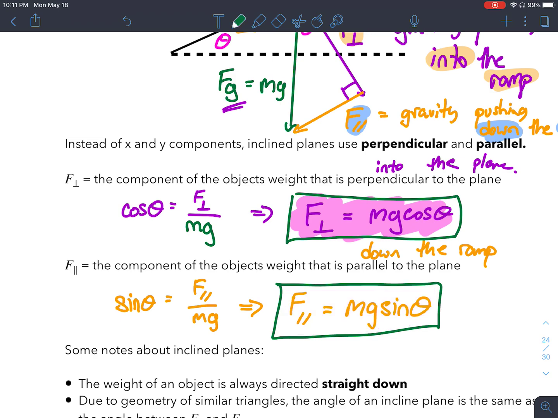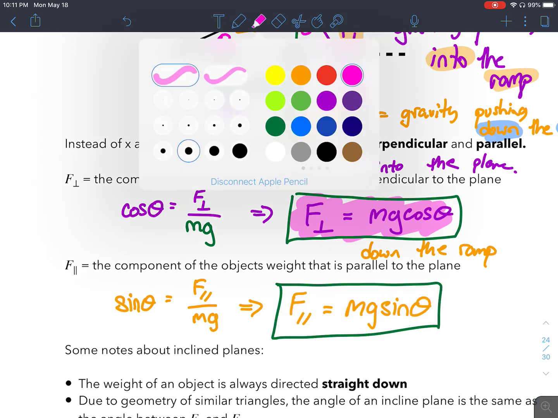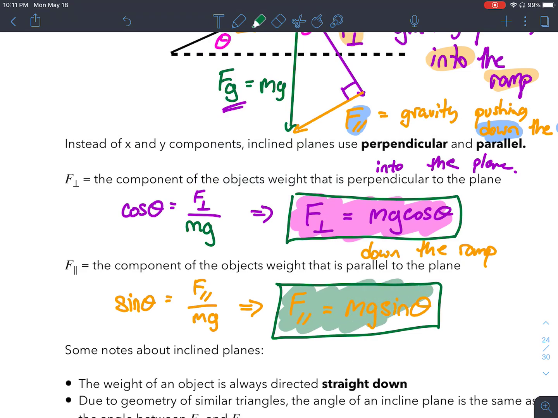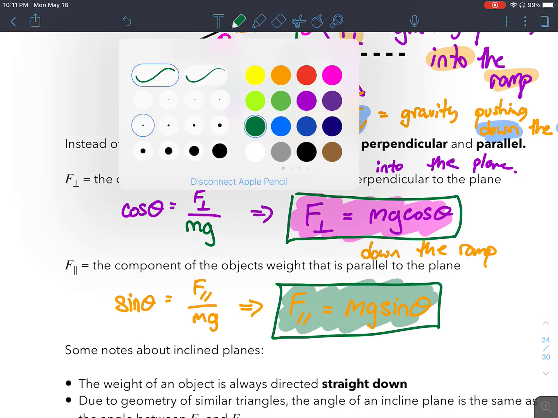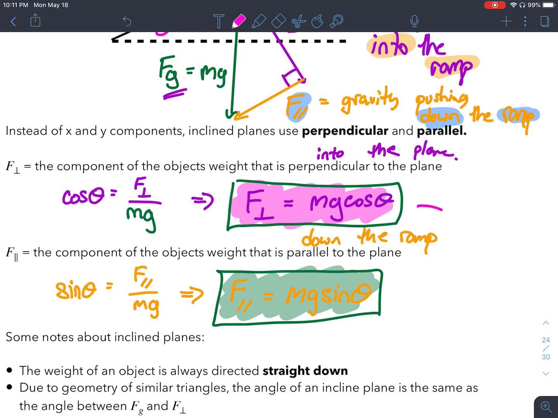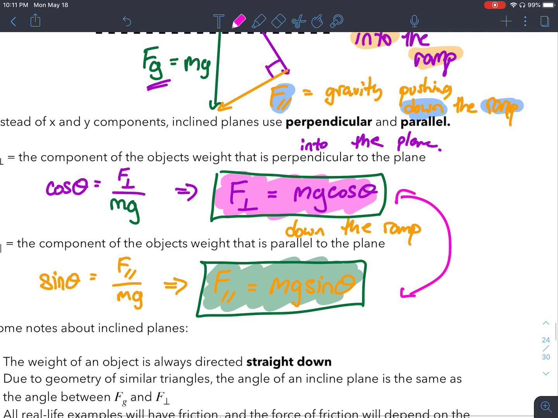Oh my goodness, you can't even read that with the orange highlighter. Let's just do it in green, I guess. There, that's better. Okay, these two formulas right here, you must memorize.